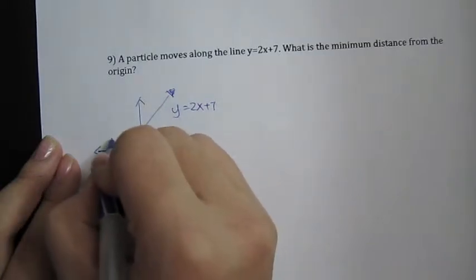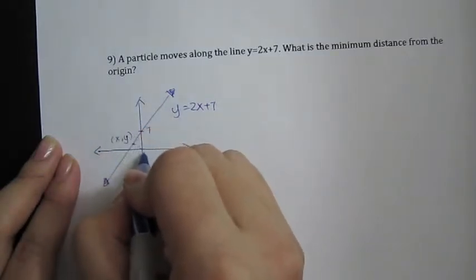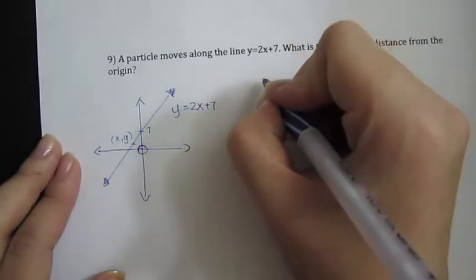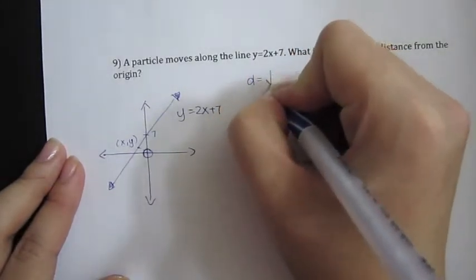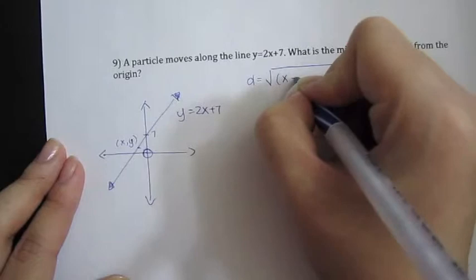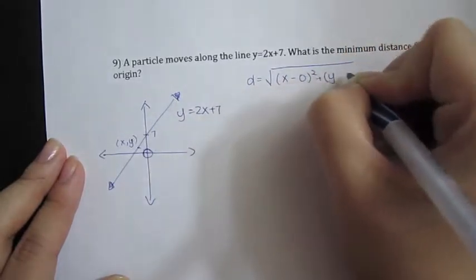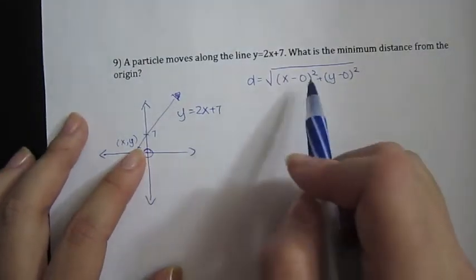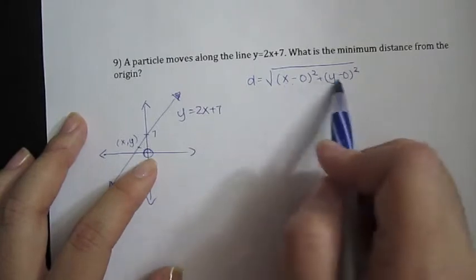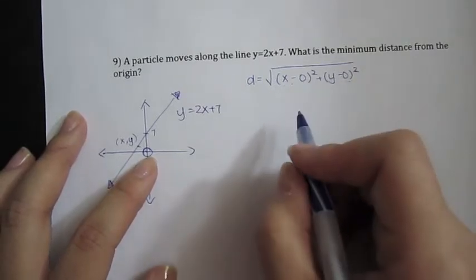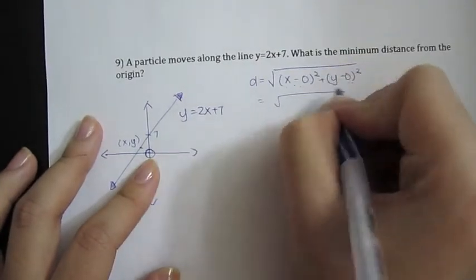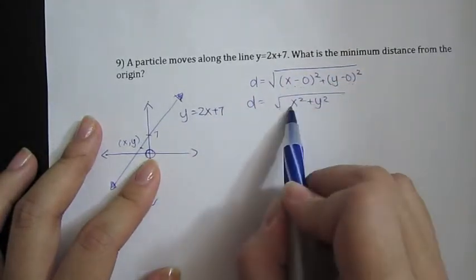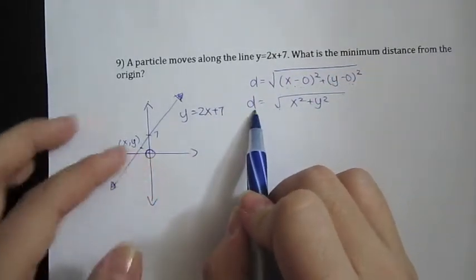At some point x, y, we have to find the minimum distance from the origin. We must use the distance formula. The distance formula is the square root of x minus 0 squared plus y minus 0 squared. For point x, y minus 0, 0. This 0, 0 is the origin point. From this we get the square root of x squared plus y squared equals the distance.